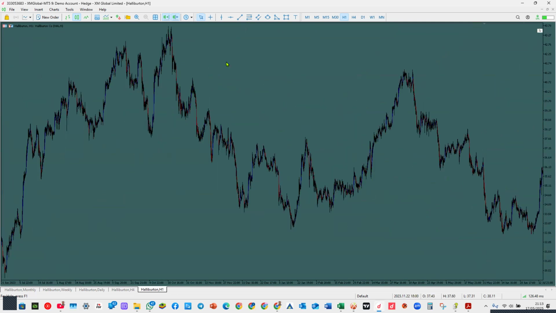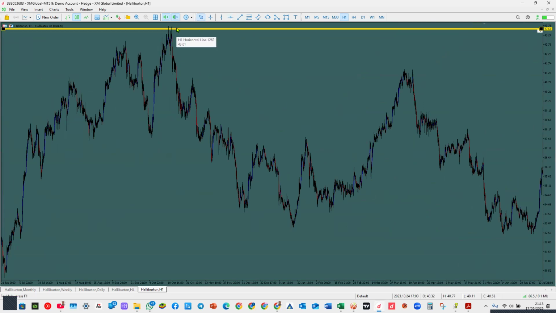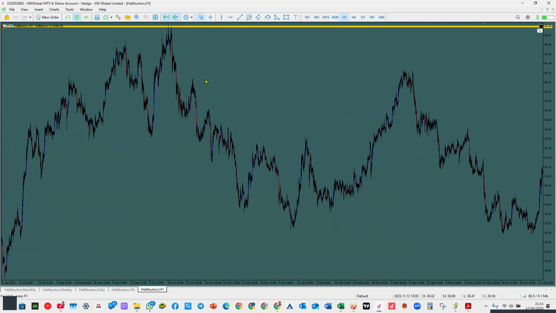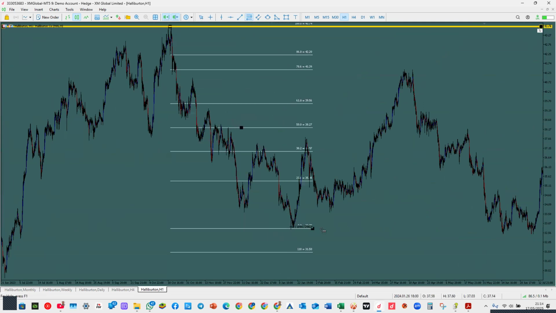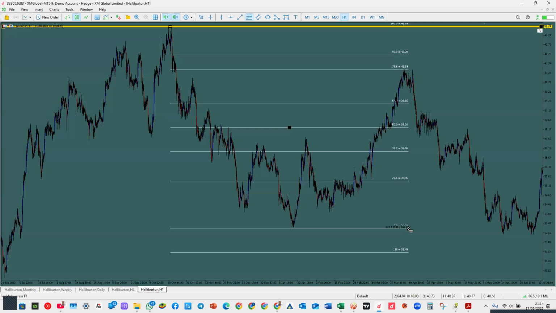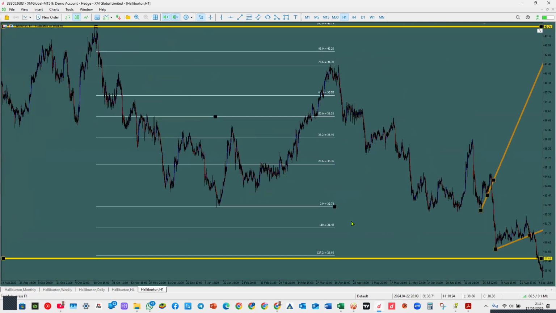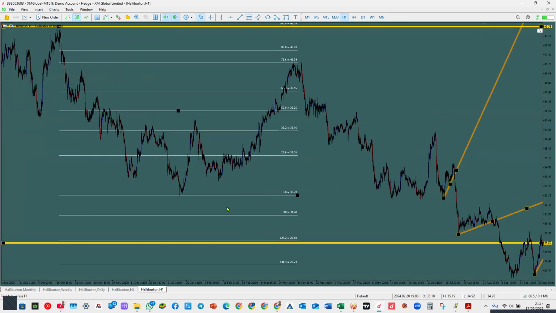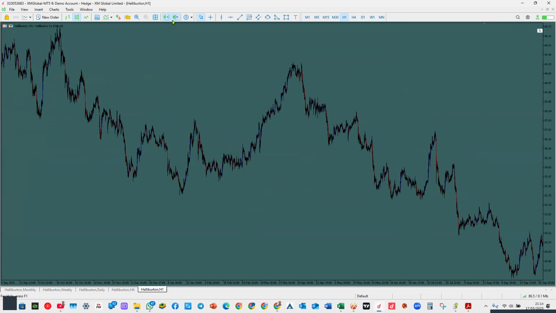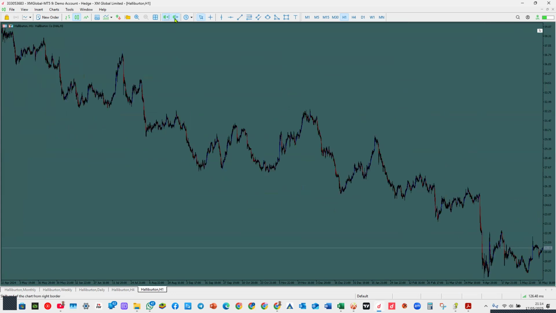The market started from here, and if you put your Fibonacci from here and come down all the way to this low, I see that the market came all the way to the 78.6 level and then started falling down. So with this, you can quickly make an entry decision as a trader.